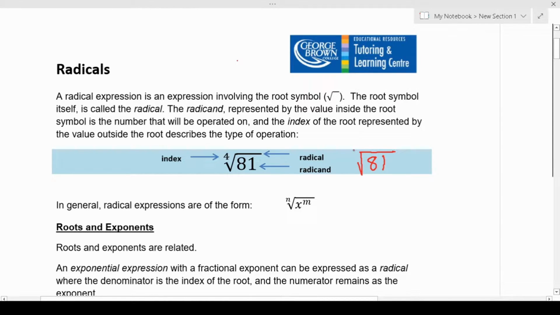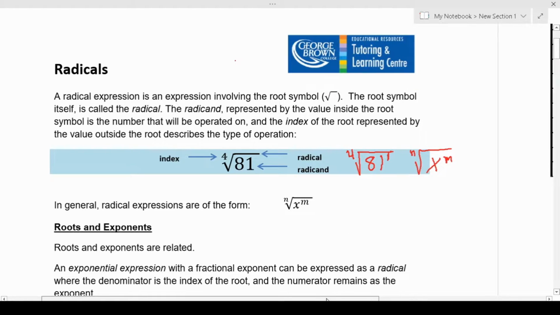And this number that usually sits outside the radical, and we'll use 4 in this case, is referred to as the index. And this index tells you what operation to perform on the radicand. In general, radical expressions are written in this form, x to the m to the n. So if we look at this one I wrote over here more closely, we can see that the index is n, 81 is x, and in case it's not obvious, anything raised to the first power is just itself. So in this case, we can see m would be 1.